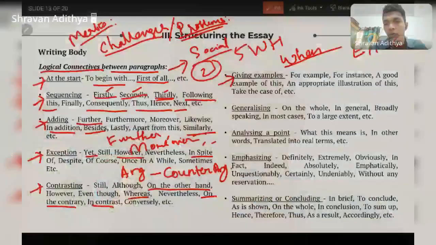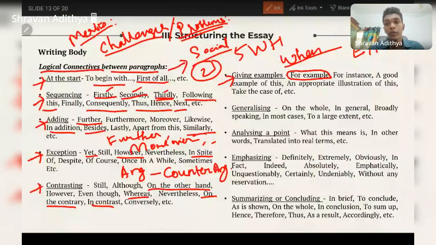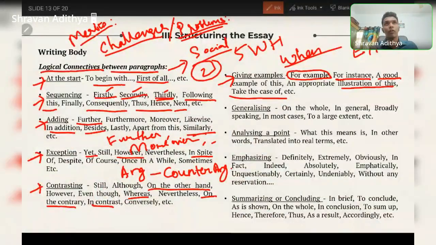For the first example, you can write for example, and then for the next example you can write for instance, or you can write a good example of this would be the recent happening in Bangalore or something like that. Or an appropriate illustration of this is, and then you write your point. You can also write take the case of. These are very small items, but this will definitely enrich your answer. This will definitely fetch you more marks.